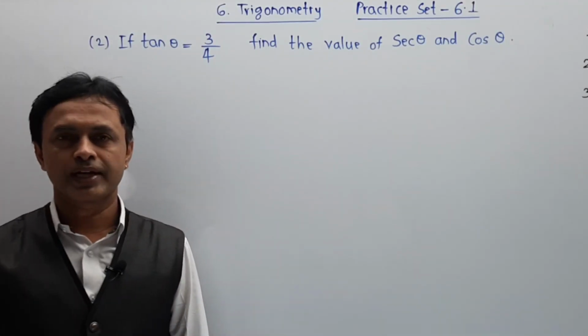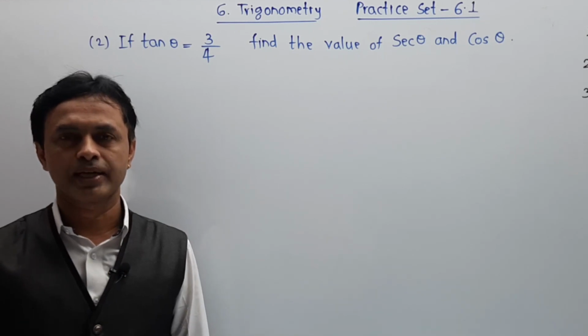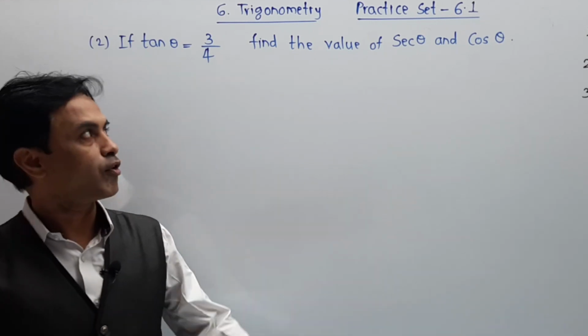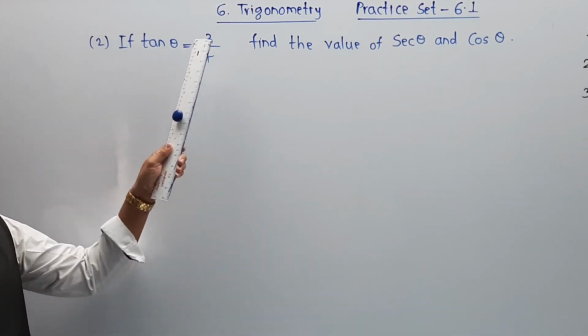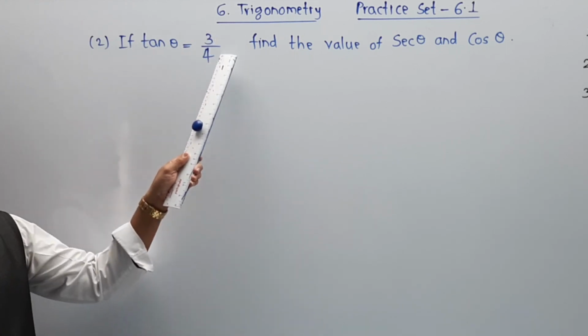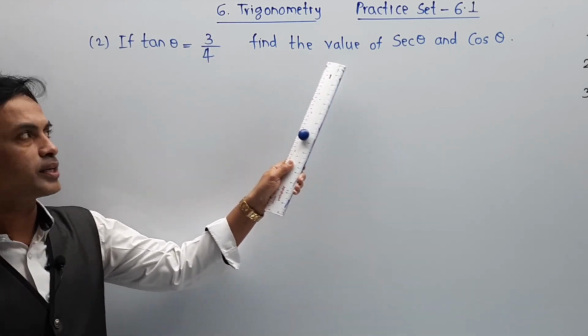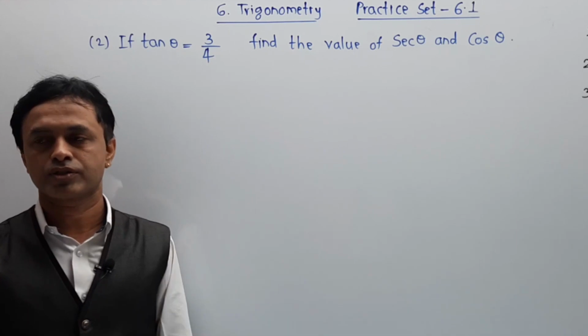Hello friends, we have already completed the first numerical. Moving to a similar second numerical of practice set 6.1. The numerical is: if tan theta is equal to 3 upon 4, find the value of sec theta and cos theta.